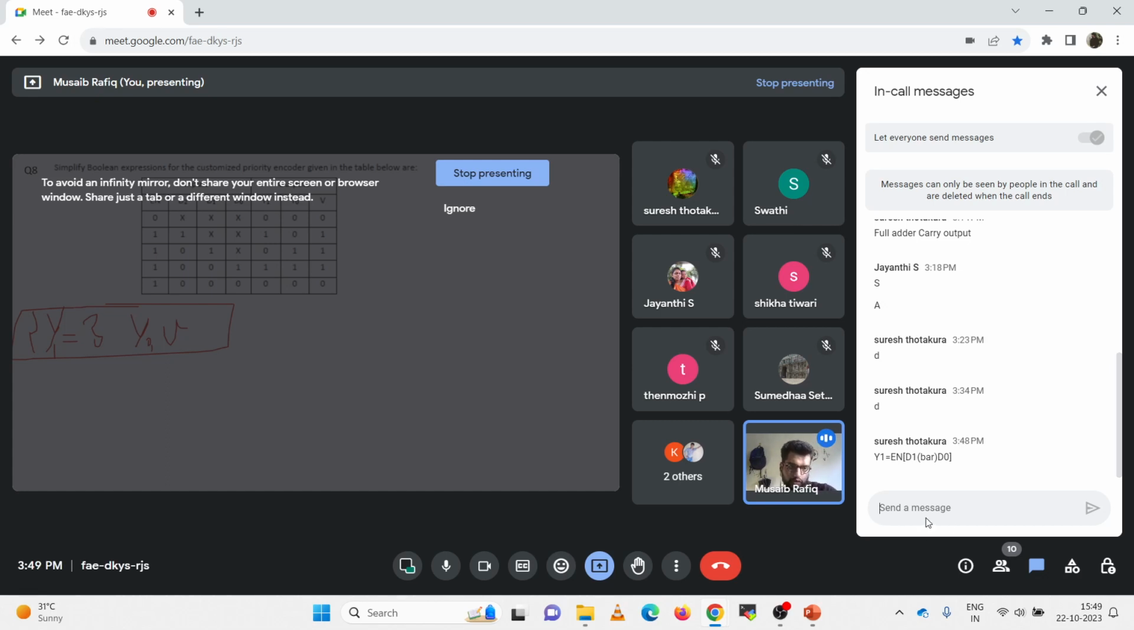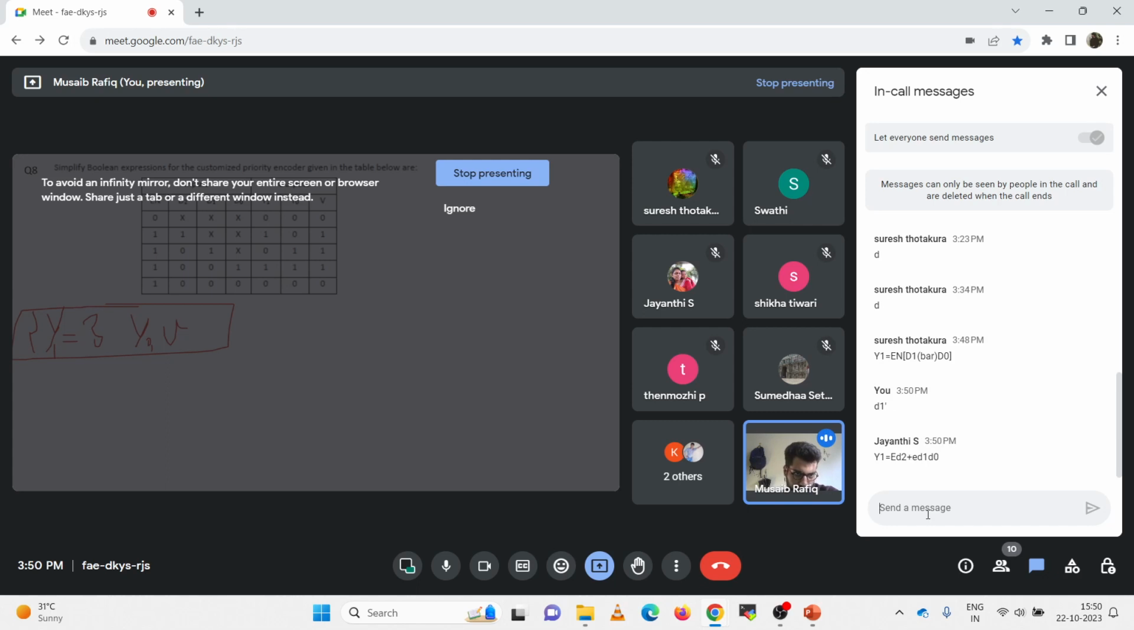So if you don't know how to write d1 bar or any bar, you can write d1 bar like this. So in case someone is having any trouble writing bar and so on, complement, you can write the complement like this. So has anyone else done it? You can write your solution here.